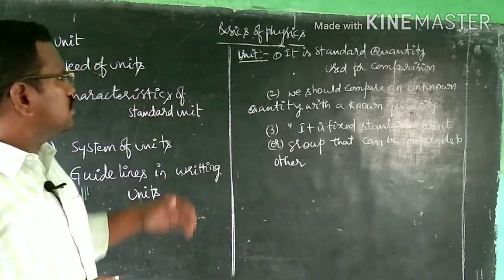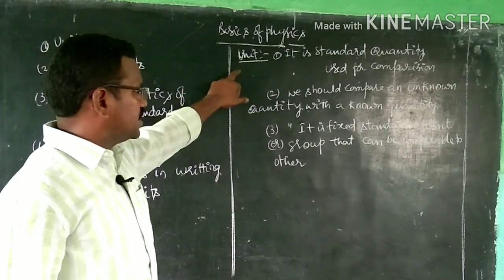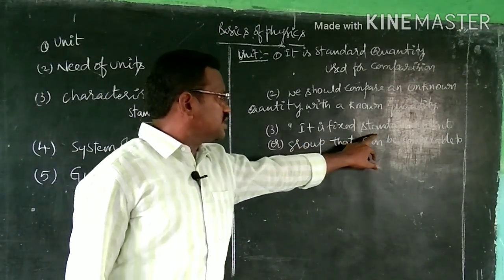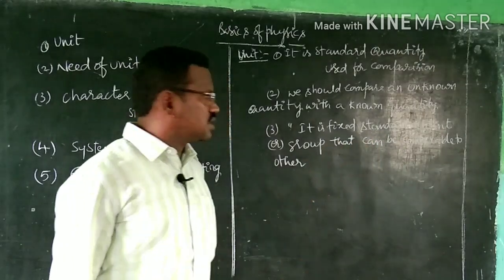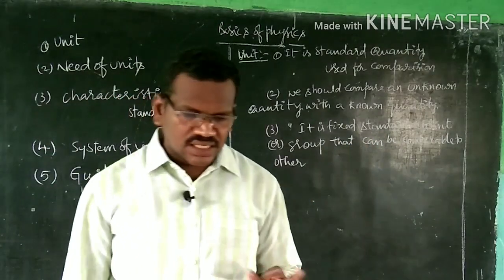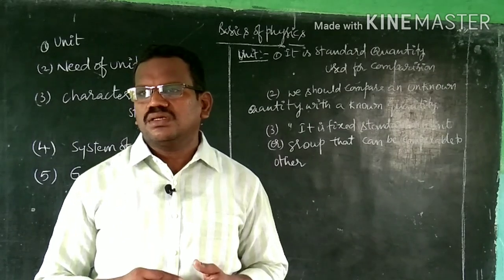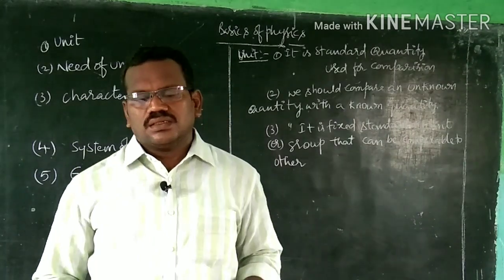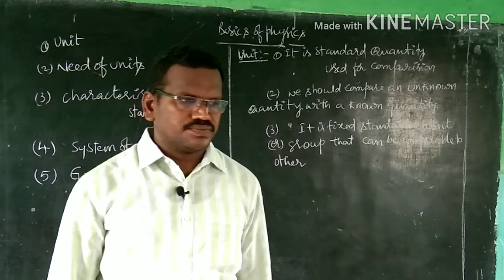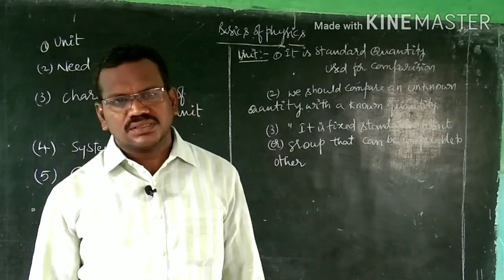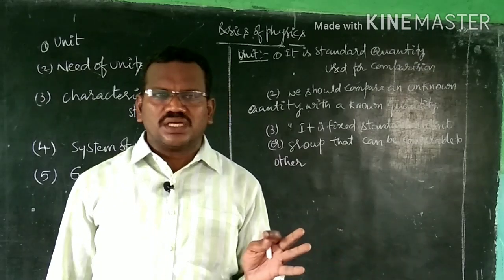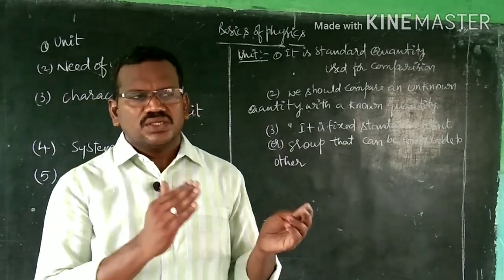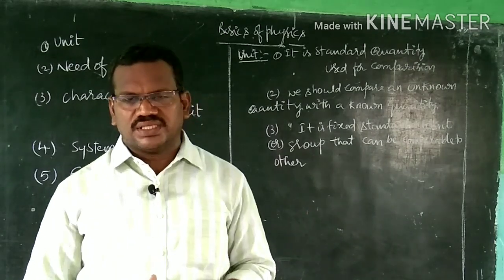See here, what is the meaning of unit? You can understand the definition. It is a fixed standard amount. For example, you went to a grocery shop. We required 1 kg of sugar. For that purpose, we know they are using the common balance. Of course, nowadays they are using electronic balance. Once upon a time, a common balance would be there.